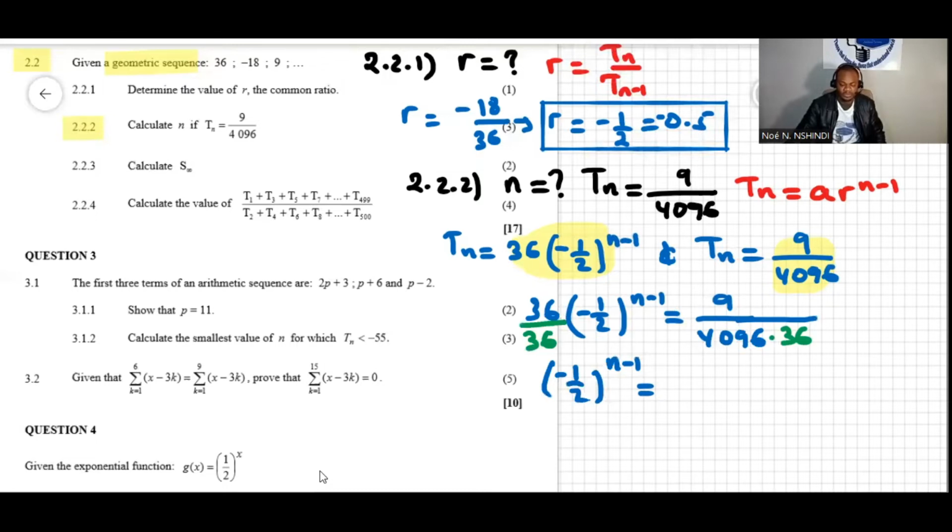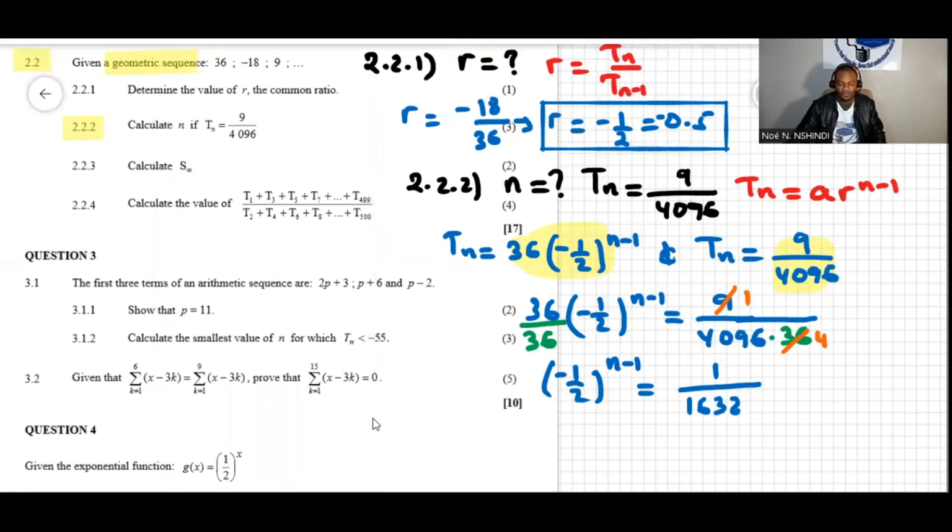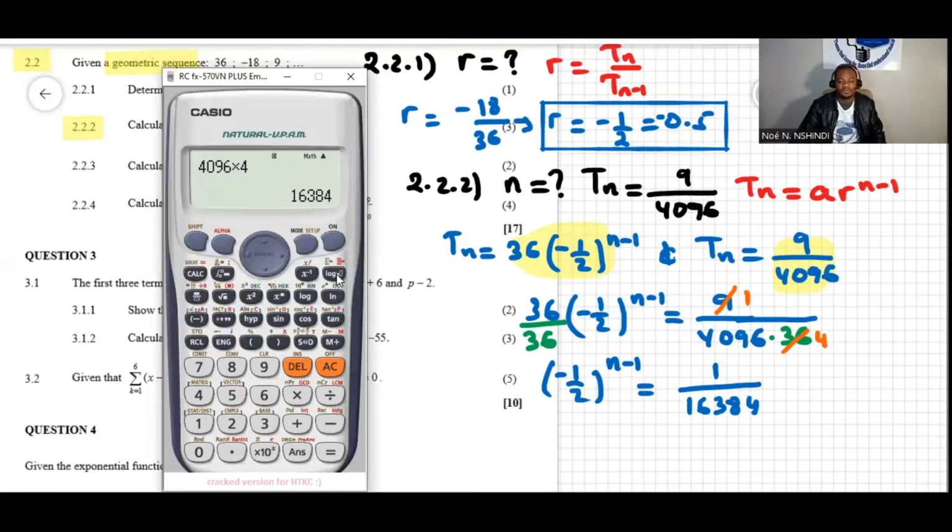we can simplify because 9 gets into 36 4 times. It's going to be 1 on top and 4 below, so this will be 1 over 4096 times 4. 4096 times 4 is 16384. So we have 1 over 16384. What can we do then? Quite tricky.